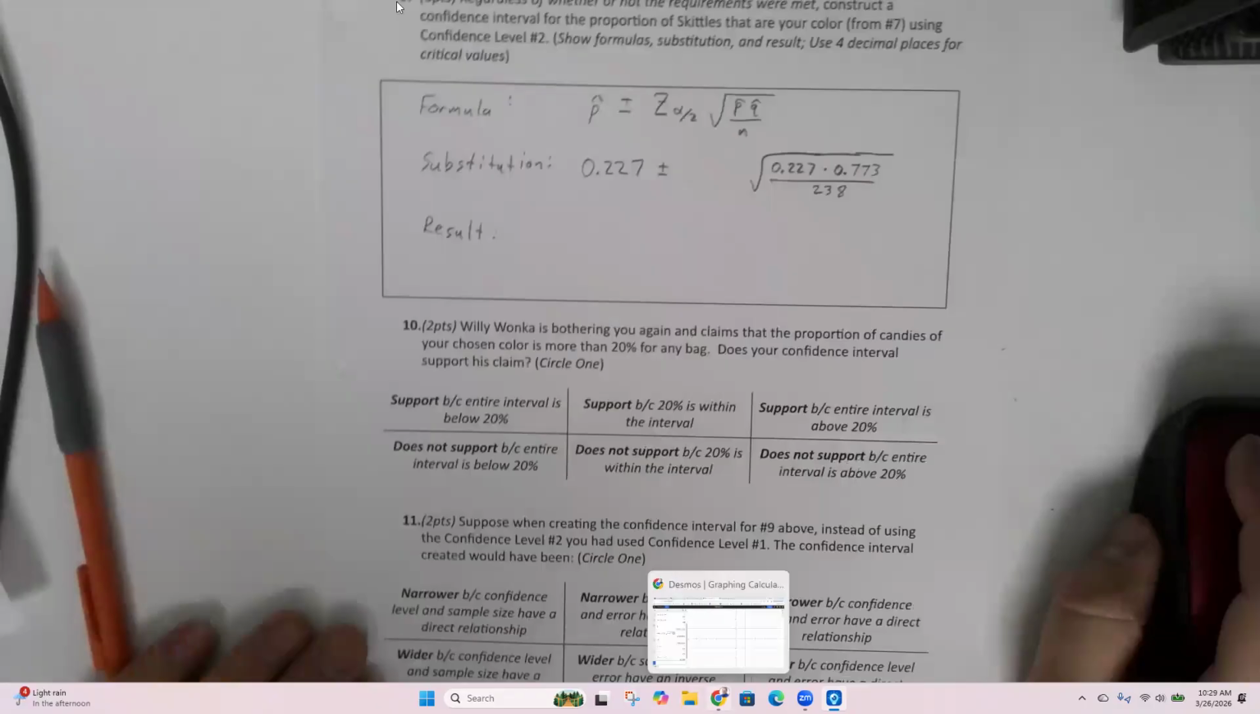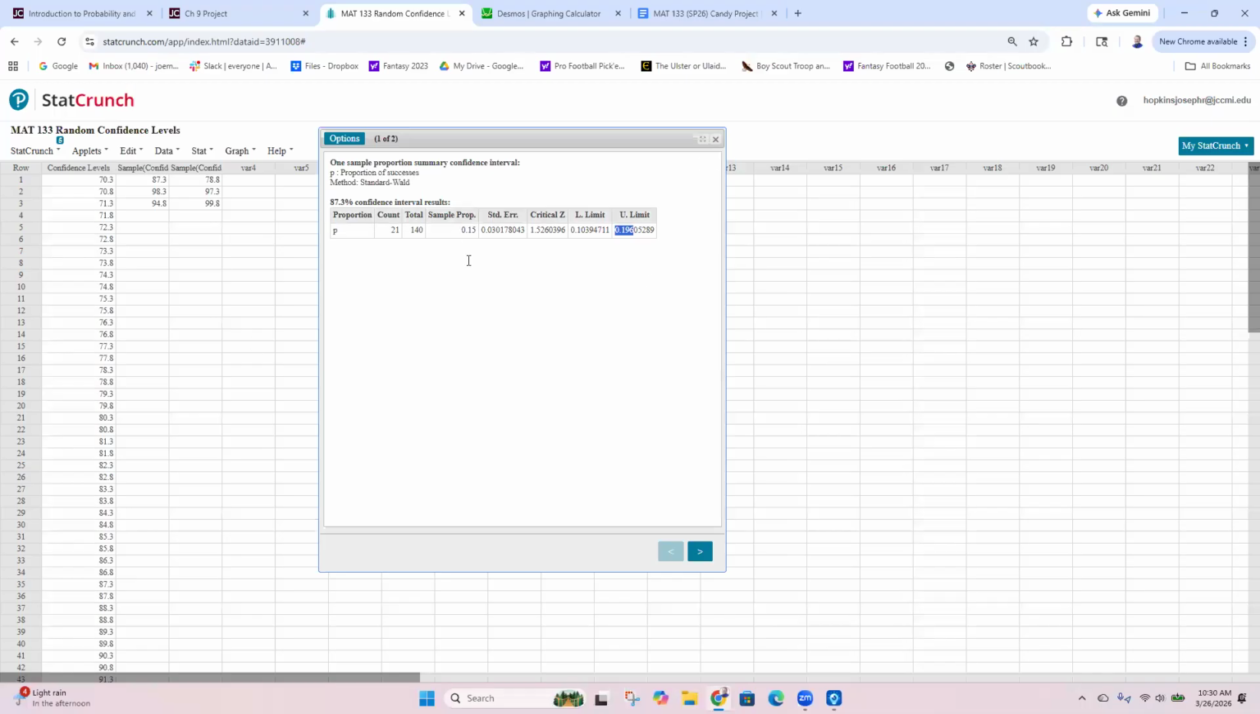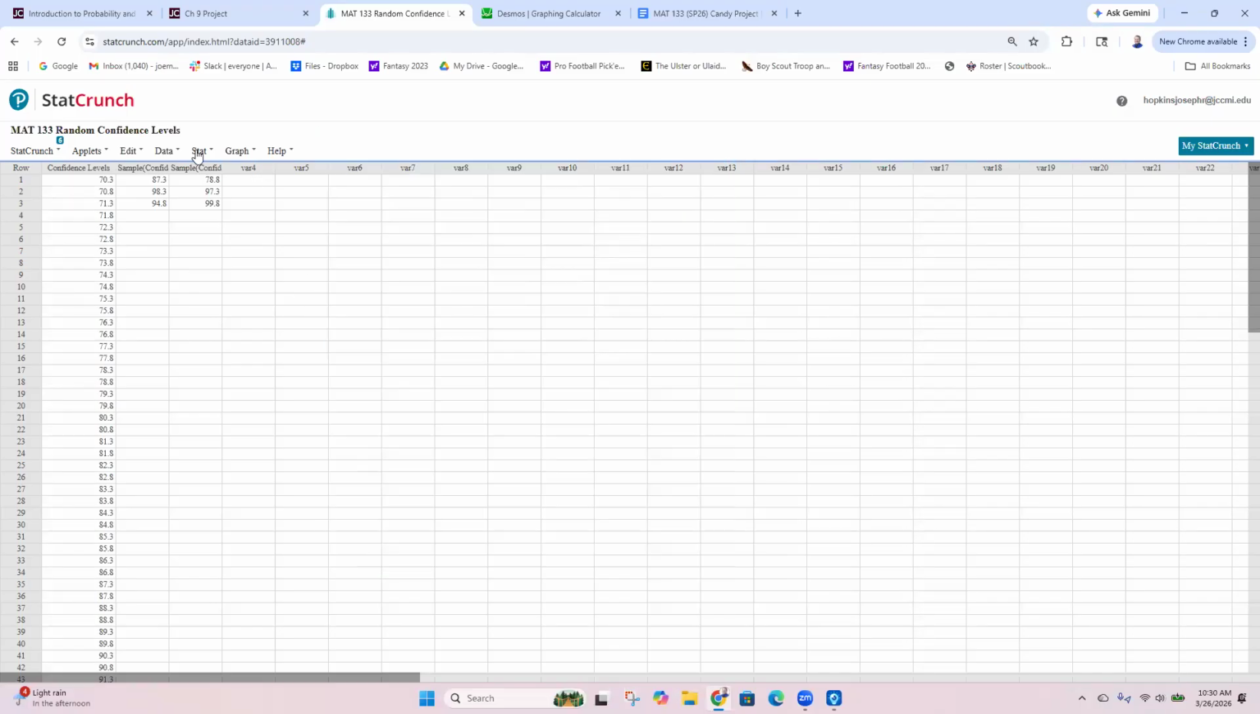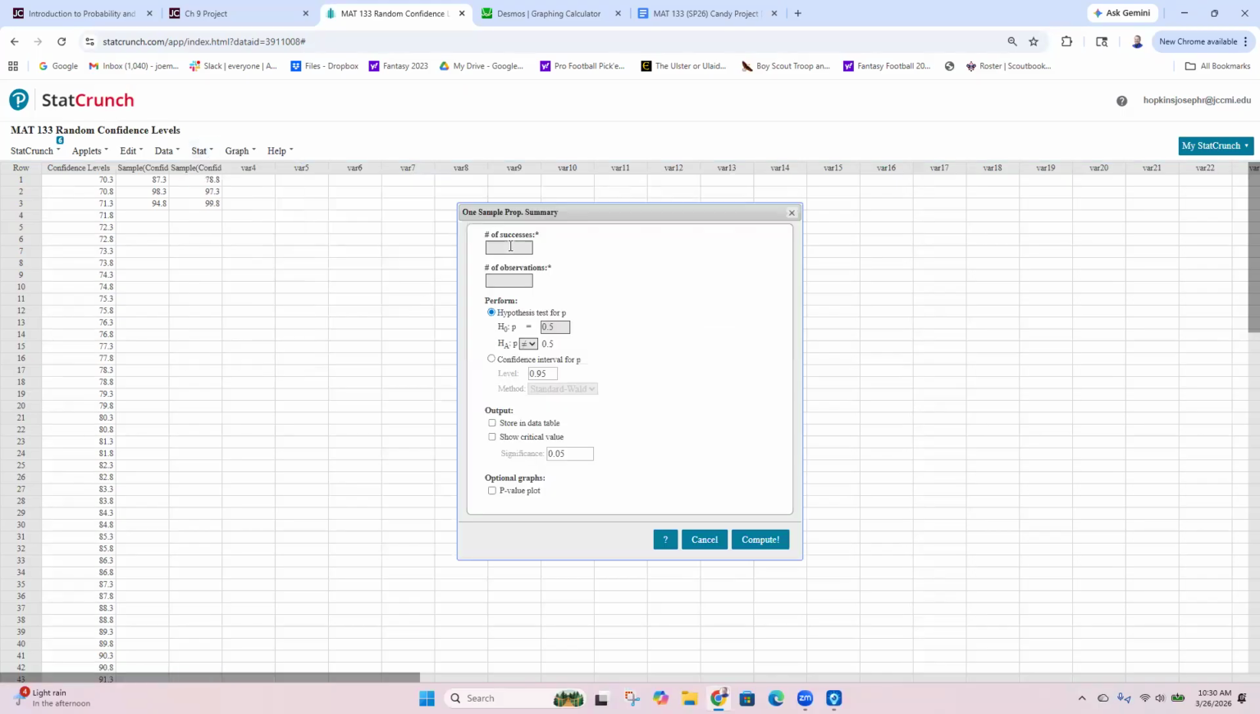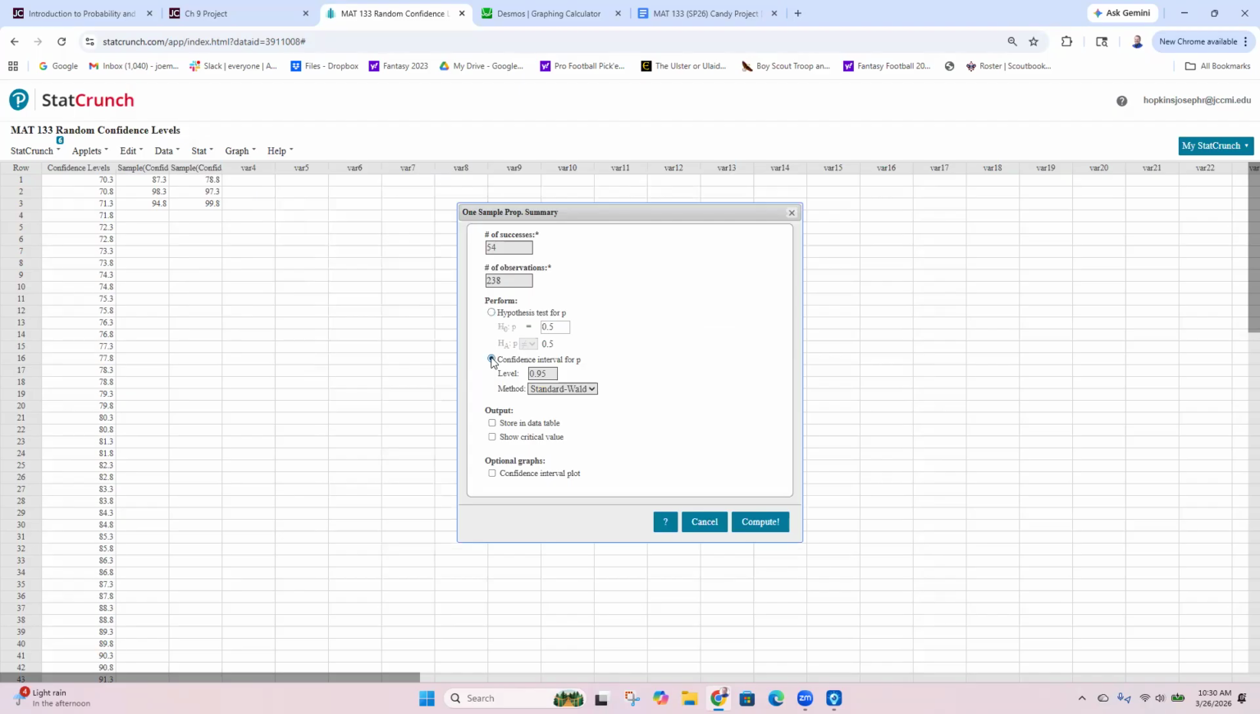So in StatCrunch, I'm going to close this because I don't want to confuse myself with M&Ms. Stat, proportion stats, one sample with summary. Number of successes, in my case, was 54. It's your X value. I had green, but whatever color you had the most of, you're going to put that number in there. Observations is your sample size, that's your N. We're going to change our blue button to confidence interval.